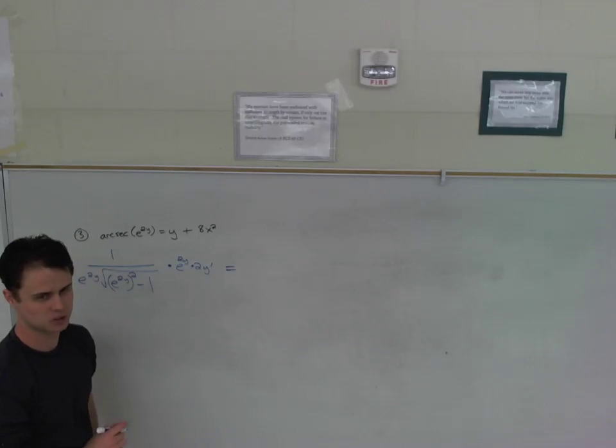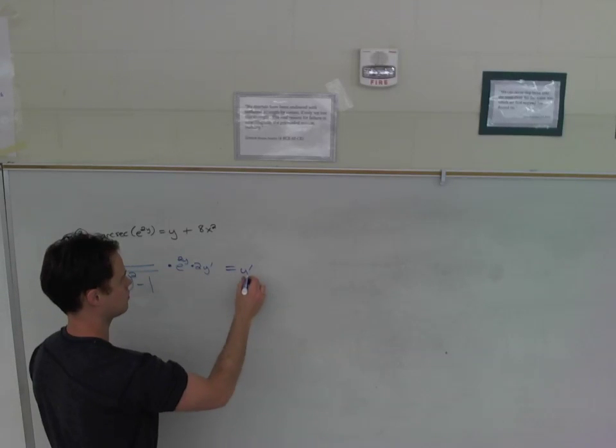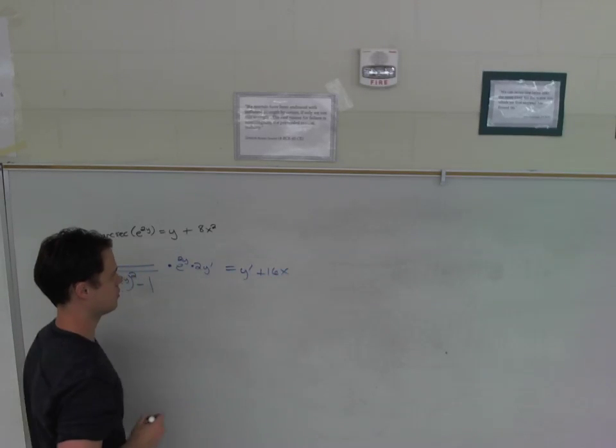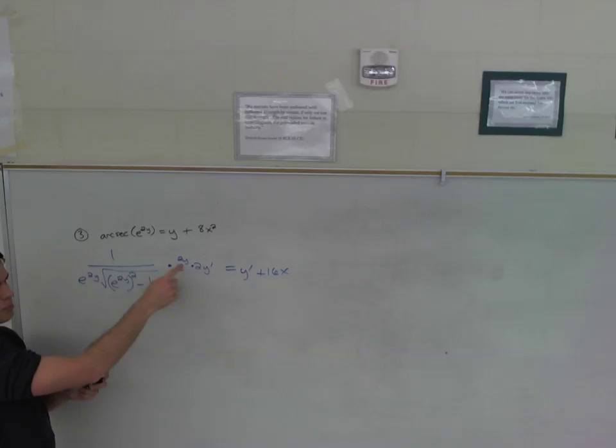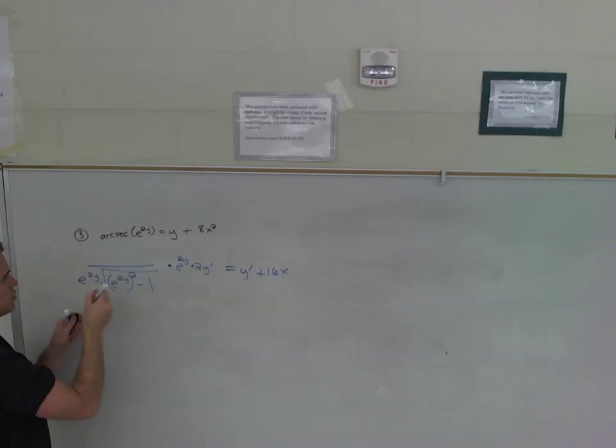Equals. The other side's easy. y prime plus 16x? Yeah. So then how many terms do we have here? Careful. You can cross out the e to the 2y. Well, we've just got one big term. Yeah, just one big one, and cross out the e to the 2y over there. All this stuff is really up here, right? I can just put it up here. So can't I just cross it out? You betcha. That goes away.